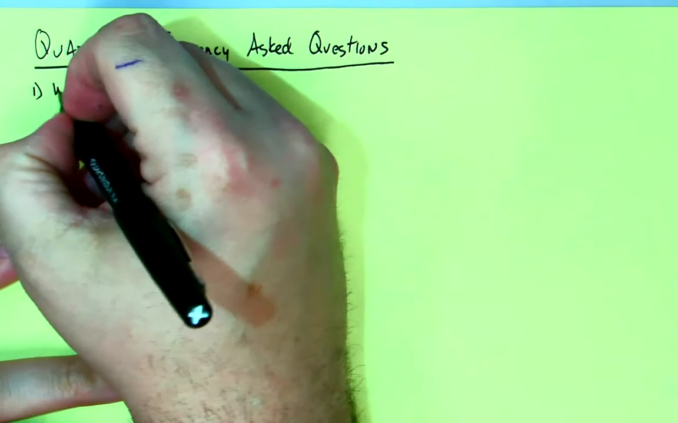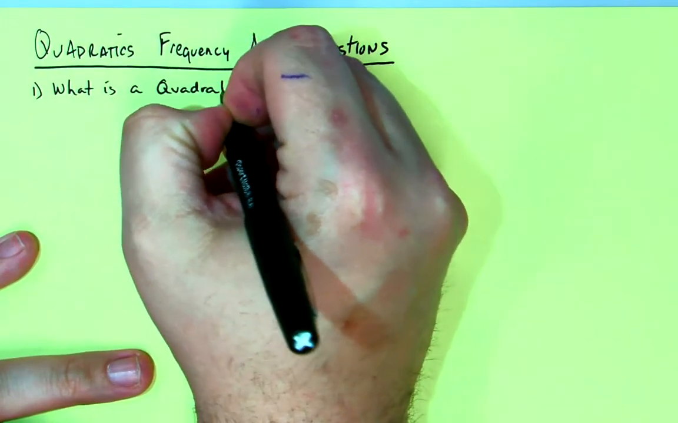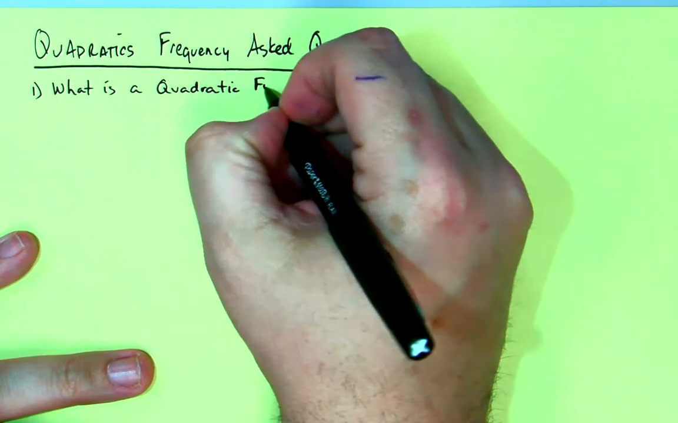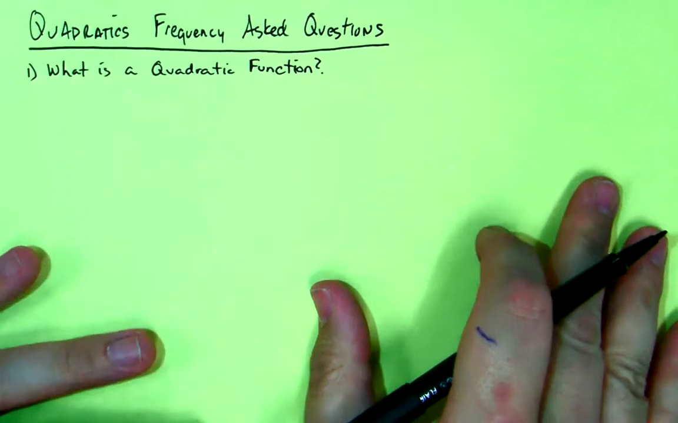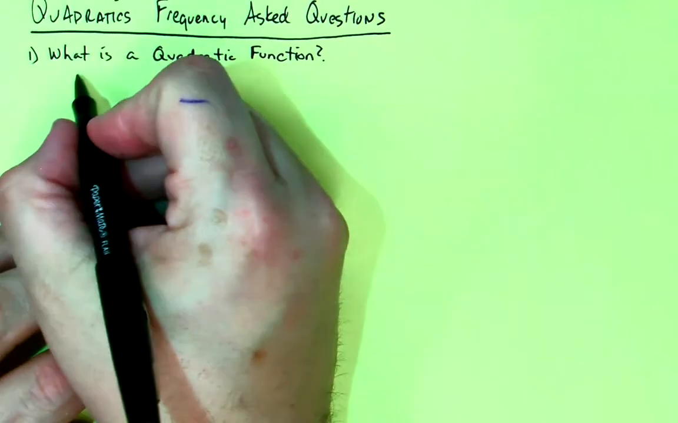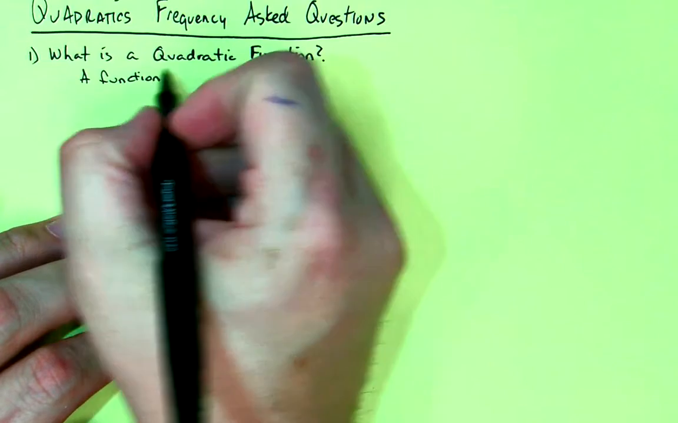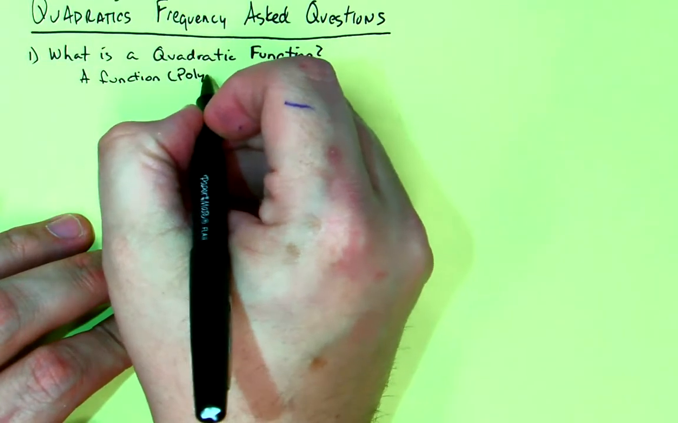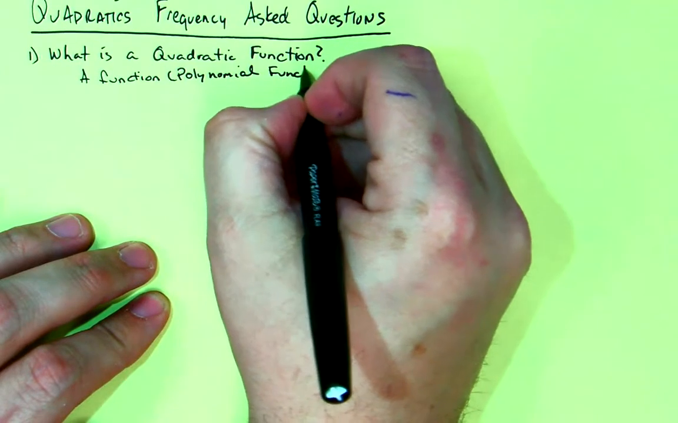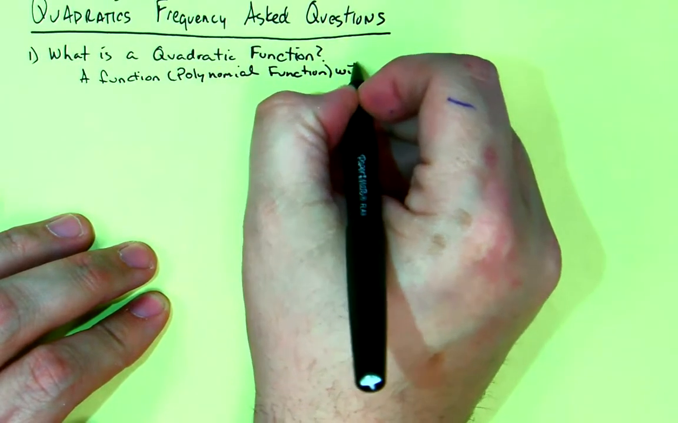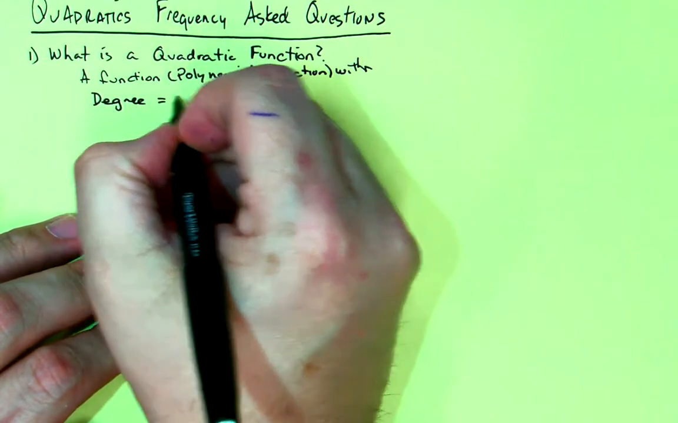Alright, first off, what is a quadratic function? First and foremost. Alright, fair enough. A quadratic function, or even better yet, a polynomial function with degree equal to 2.